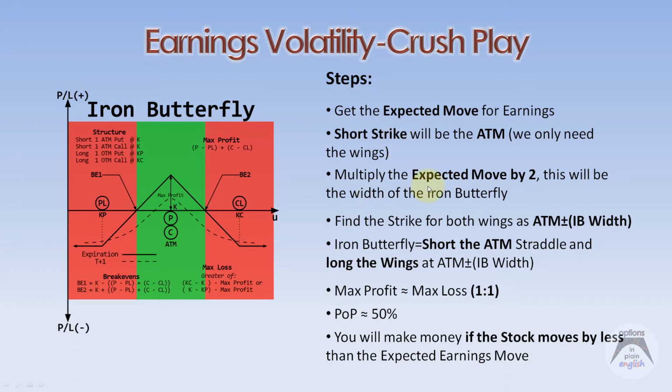Just get the expected move multiplied by 2. Those are going to be your wings. And you're going to get a 1 to 1 risk reward, max profit to max loss. Probability of profit around 50%. And if the move is less, then you're going to profit. And if the move is higher or greater, then you're going to lose, but your loss is limited to what you put in. So basically, you have a defined risk trade. So now let's go and take a look at how this plays out in an actual example.